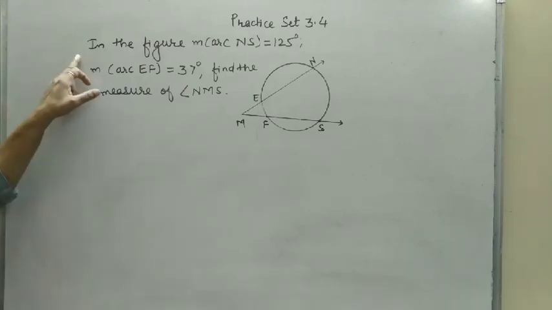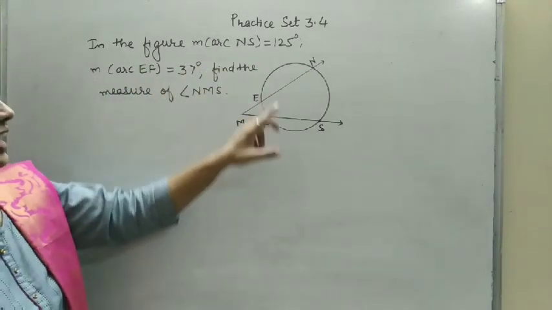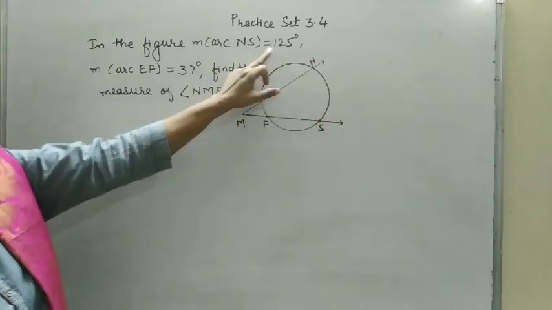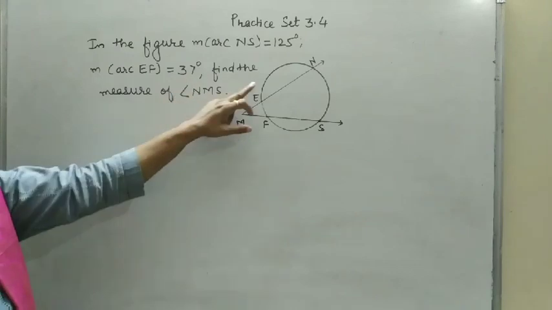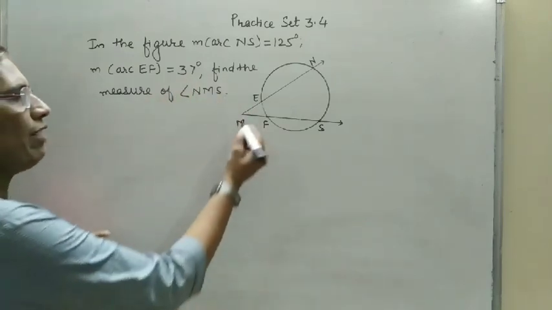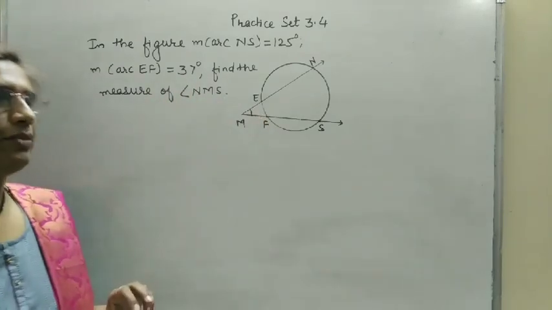Let us solve next example. In the figure, measure of arc NS is equal to 125 degrees and measure of arc EF is equal to 37 degrees. Find the measure of angle NMS. We have to find the measure of this angle NMS.